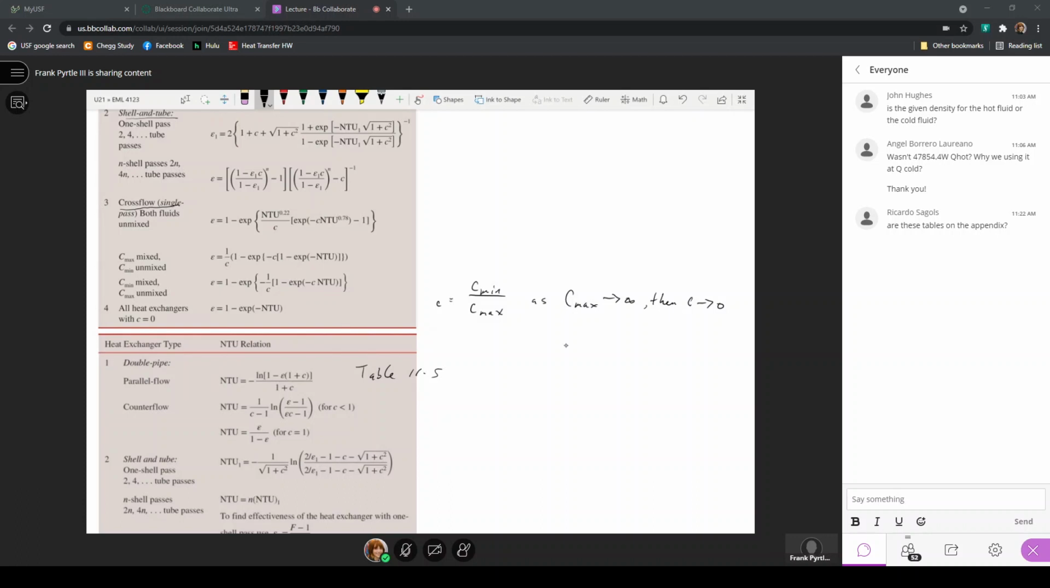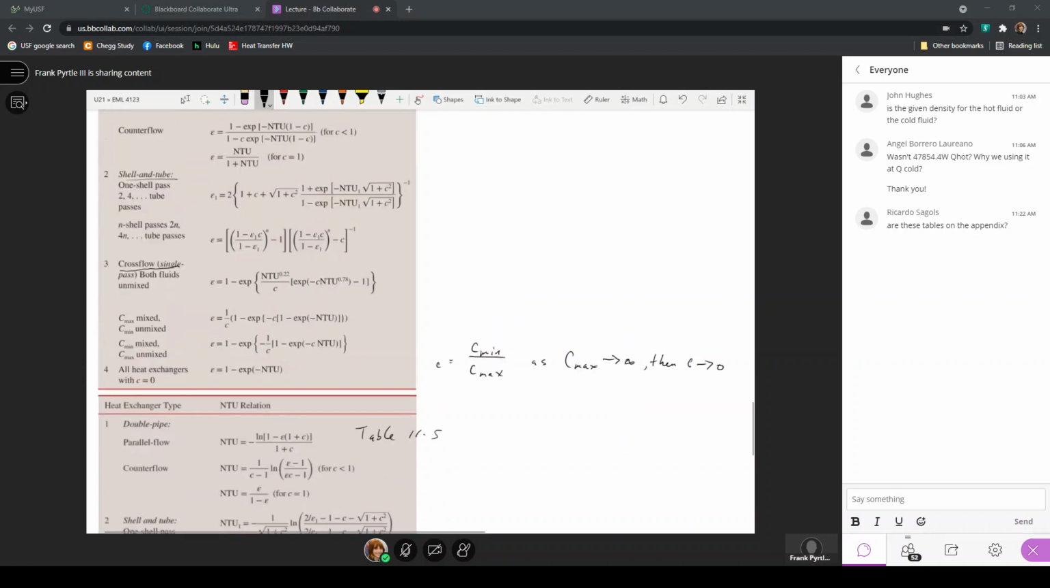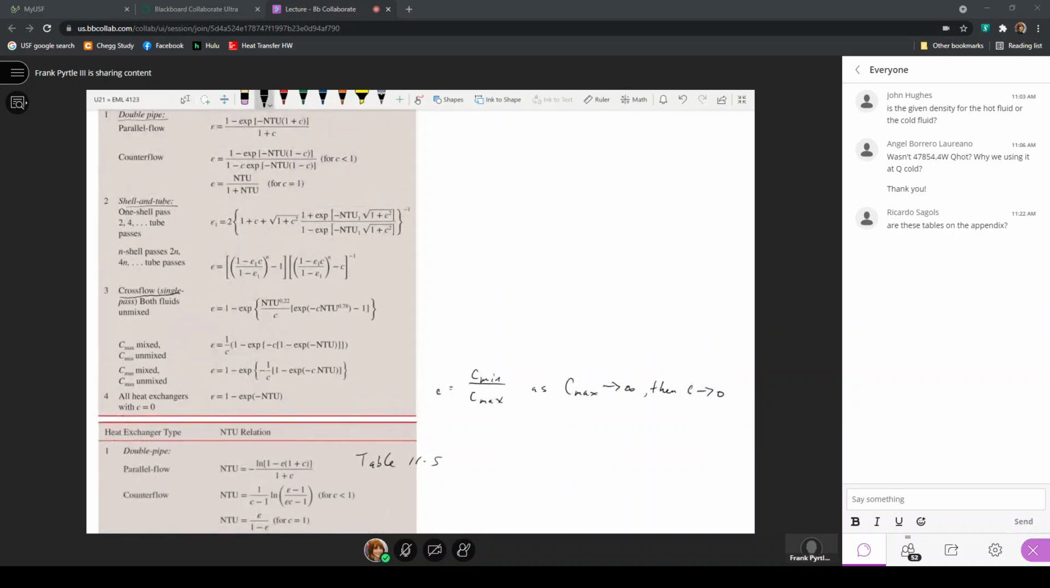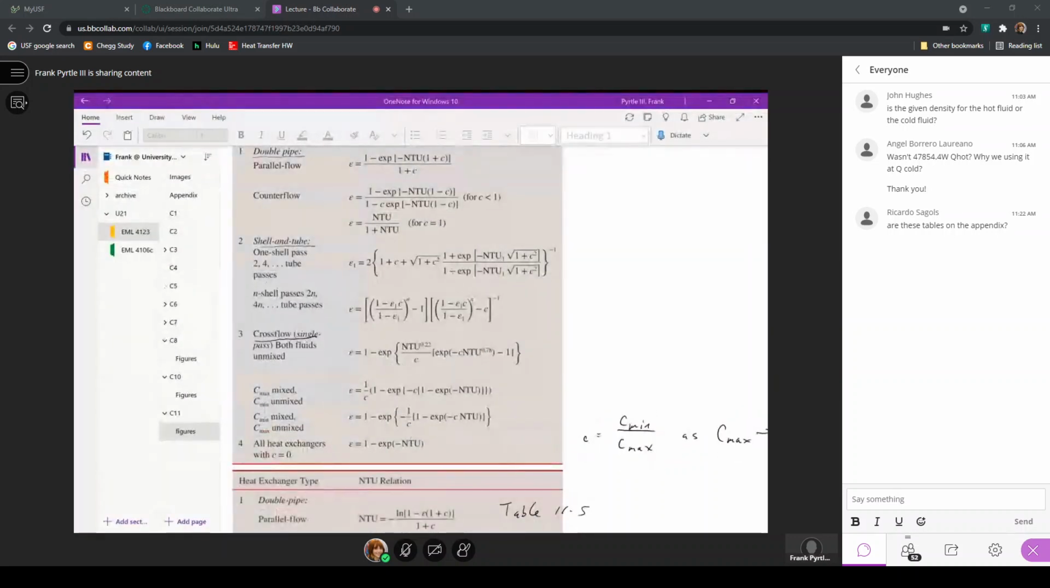Table 11.5 is just NTU written in terms of effectiveness and capacity rate ratio. Table 11.4 is effectiveness written in terms of NTU and capacity rate ratio. Ricardo, these tables are not in the appendix.